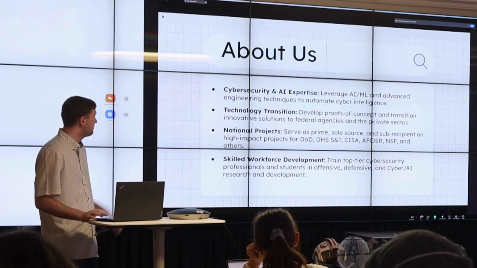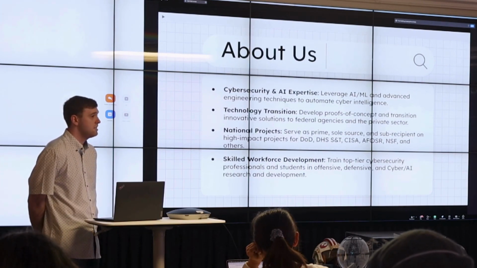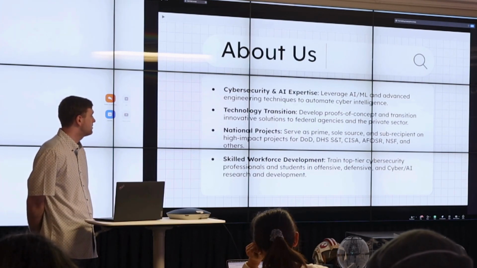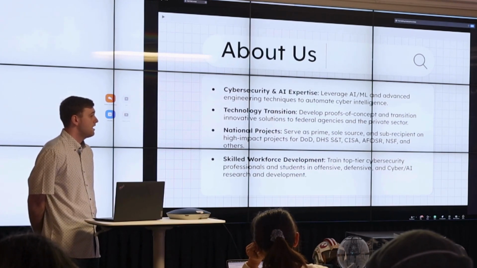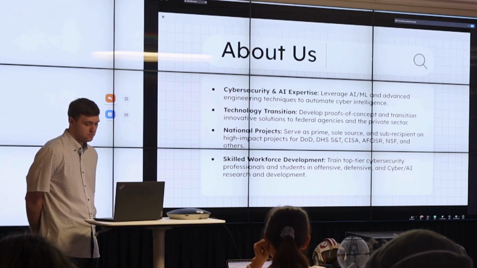One more thing I'd like to state with that is that we have a mixed team of postdocs, students, undergrads, and cybersecurity professionals.